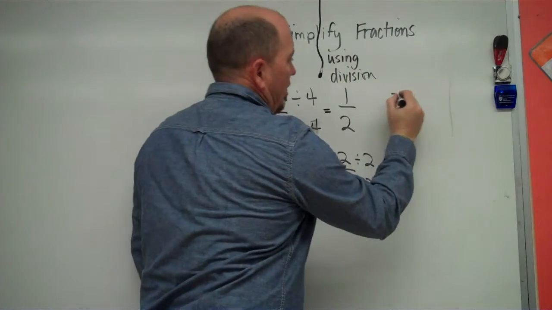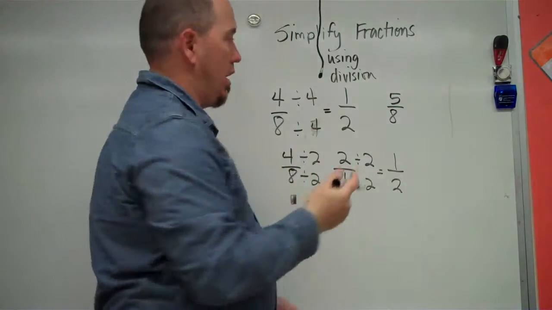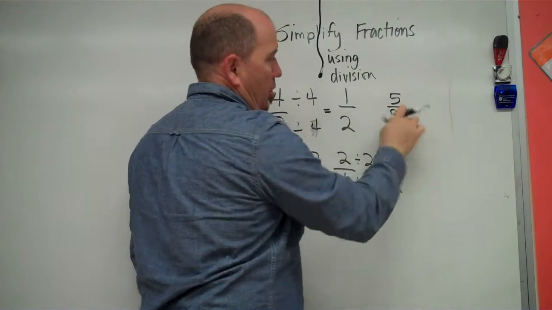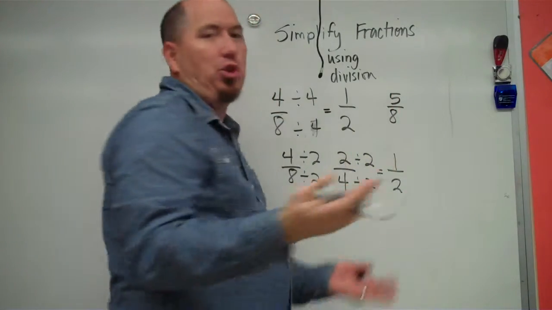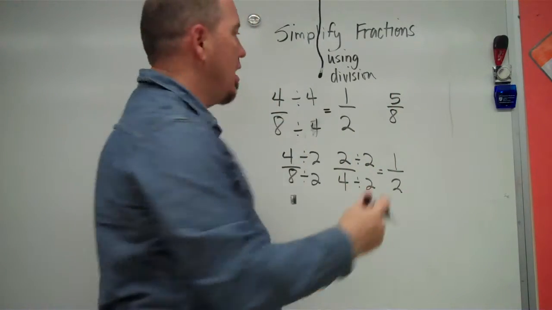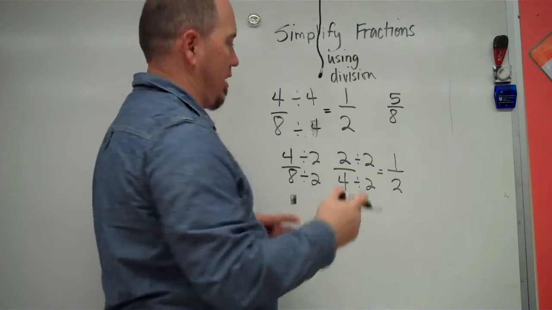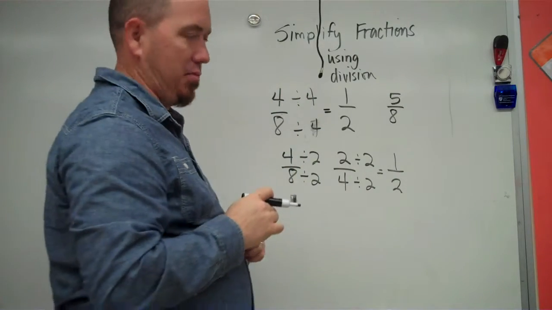Now what if I wanted to take 5/8 and reduce it? Well, there's not a common multiple that is shared by both of these digits. So I can't divide 5 by 2. That's not really going to work. I mean, I can, and it would still give me 2.5 over 8, but that's not really what we're trying to shoot for, right? We're trying to keep these numbers whole numbers without using any decimals or anything like that.